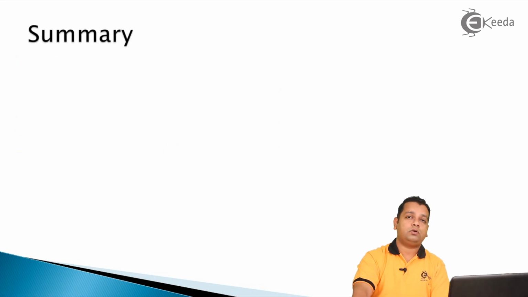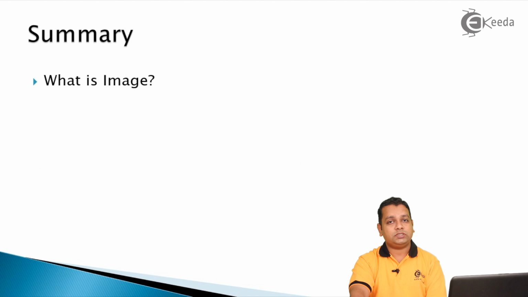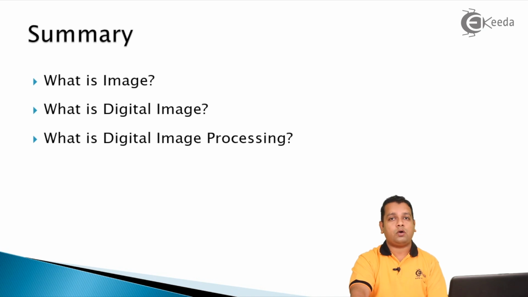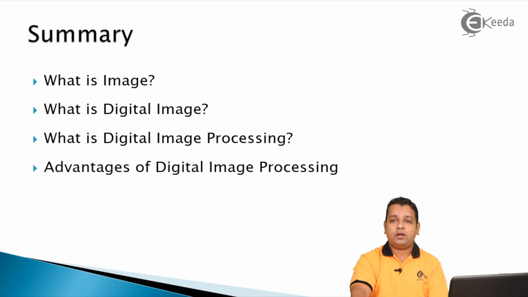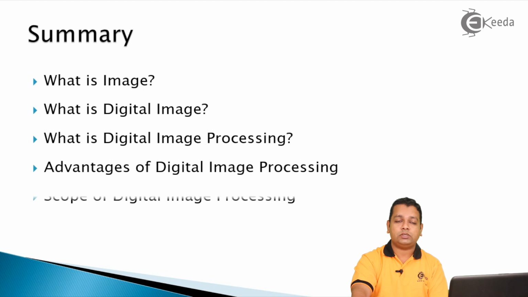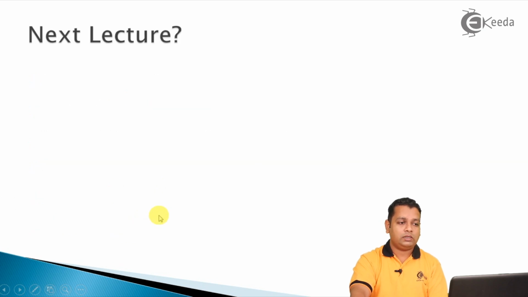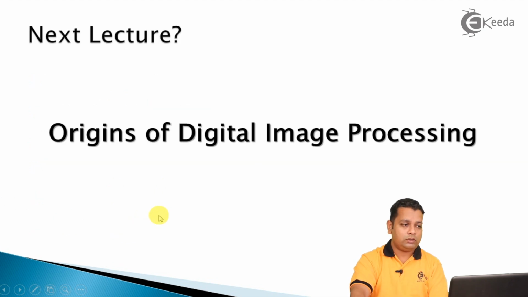Now for the summary of this video: we have seen what an image is, what a digital image is, which is of more concern to us. Further, what digital image processing is, I hope you have now understood well. Further, we have seen the advantages of digital image processing and the scope of digital image processing, and we addressed the scope with a useful paradigm in the world of images. Finally, we have just seen the course contents. So this was the summary. In the next lecture, we are going to address a new topic from chapter number 1. The topic name is Origins of Digital Image Processing.